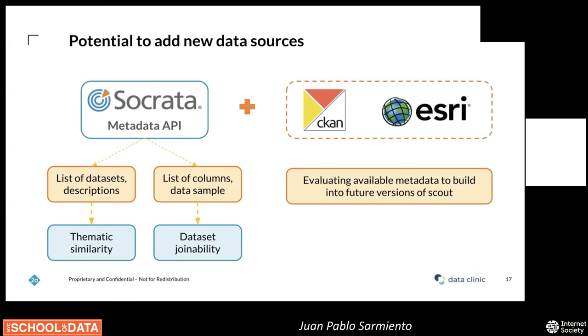Socrata works with a lot of government institutions around the country and the world to be able to expose the data through an open data API. So that's what we're working with here on the left side. What we would like to do is also extend Scout to now be pulling in all the thousands of data sets from CKAN or Entry, for example, so you can also be looking at those in Scout.